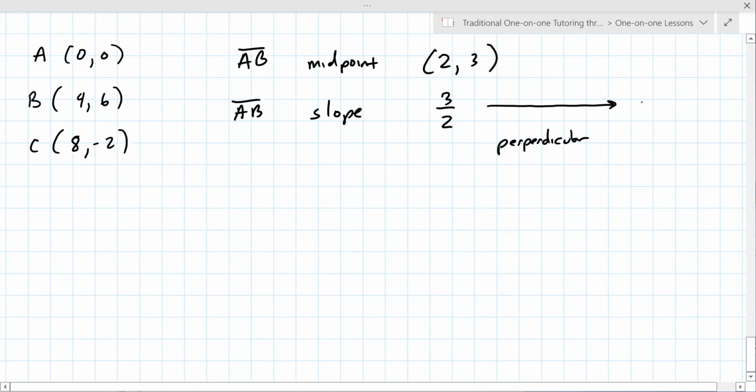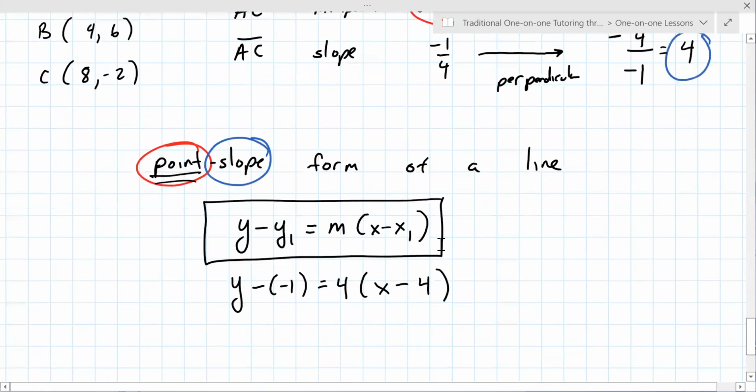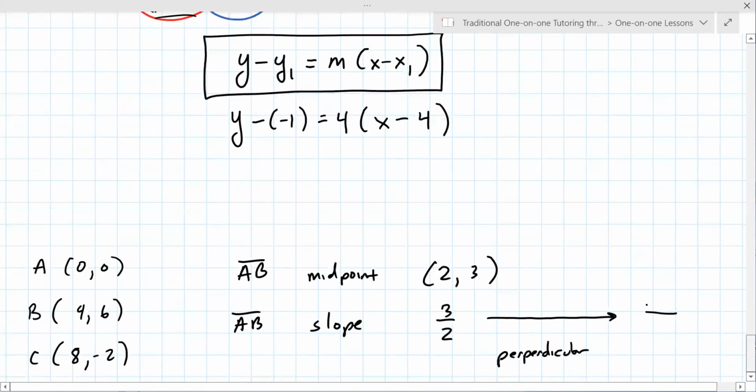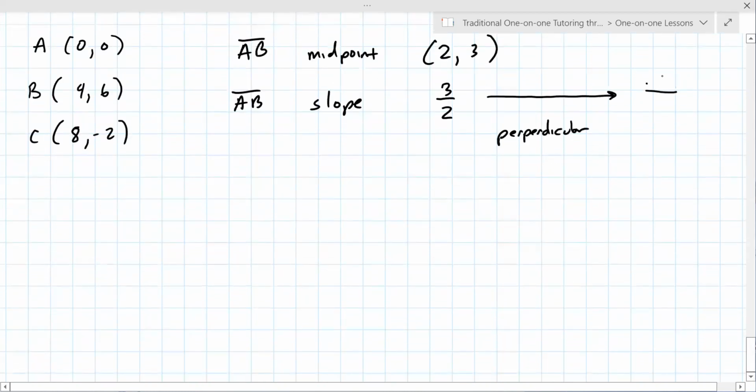Let's go back and look. What did we do to this fraction right here? We flipped it around. So we're going to do that here. We're going to flip it, 2/3, but then you also negate it. Okay, and then you write the point slope form of a line.